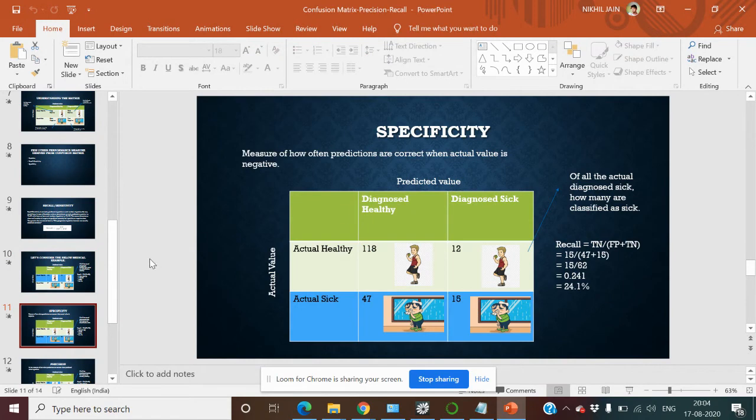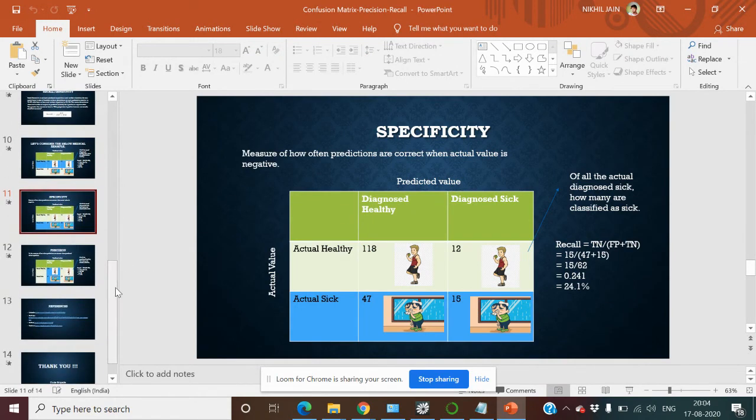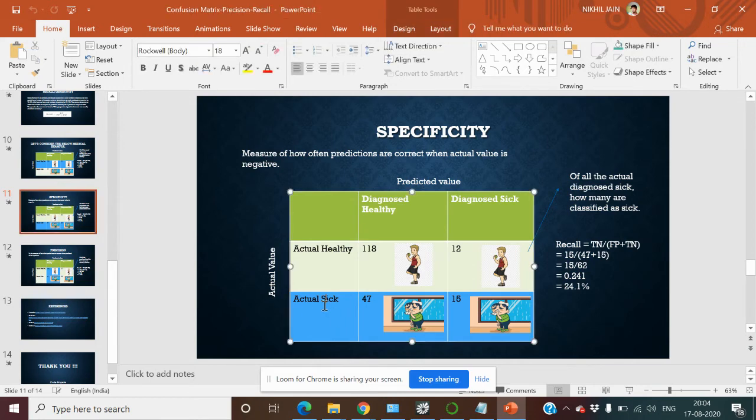Then we have specificity. Specificity is nothing but a measure of how often predictions are correct when the actual value is negative. So let's see, we have the actual value as negative. That means the patient is actually sick. And how many correct values did we get? We got only 15 correct values out of that. So the specificity will be 15 upon 47 plus 15, which is 24.1.